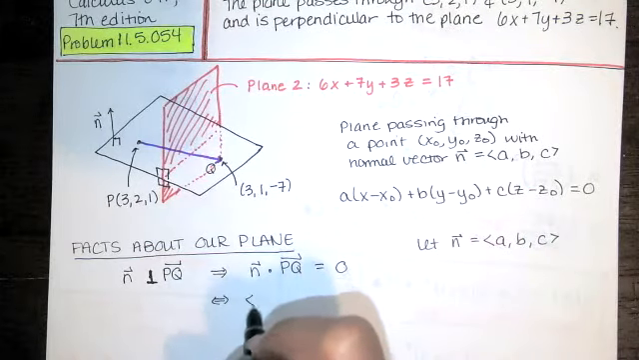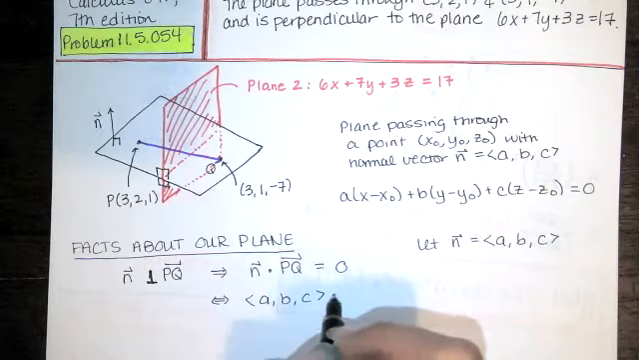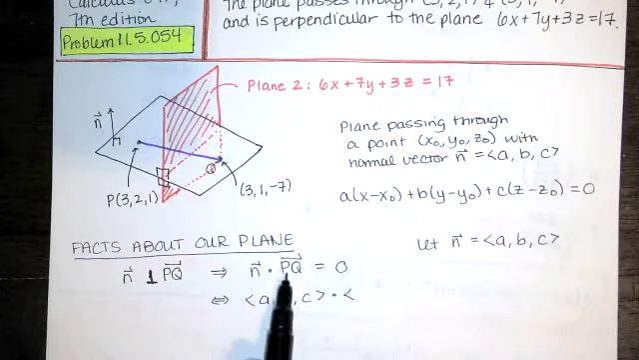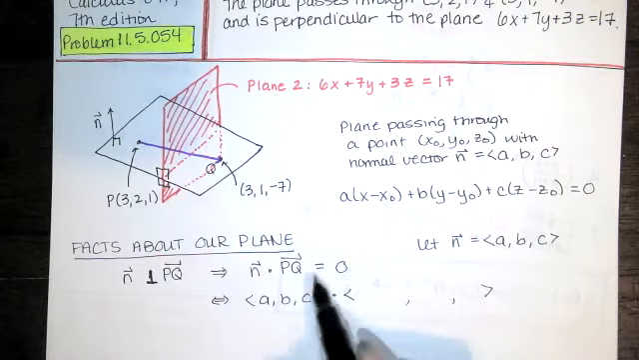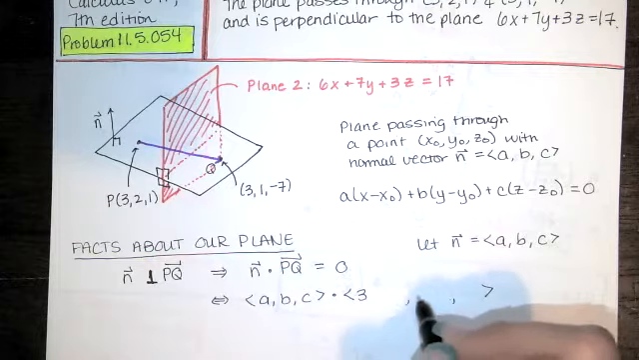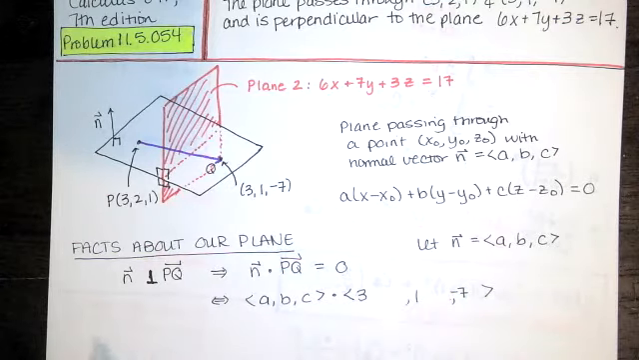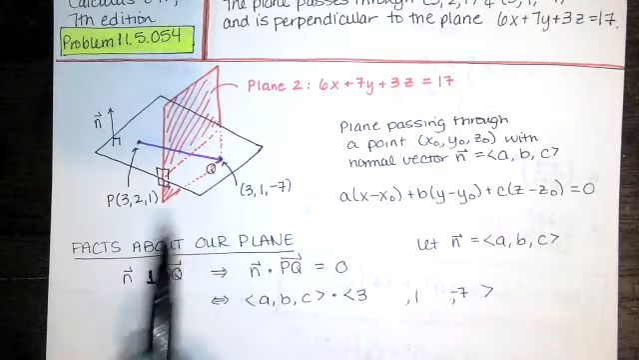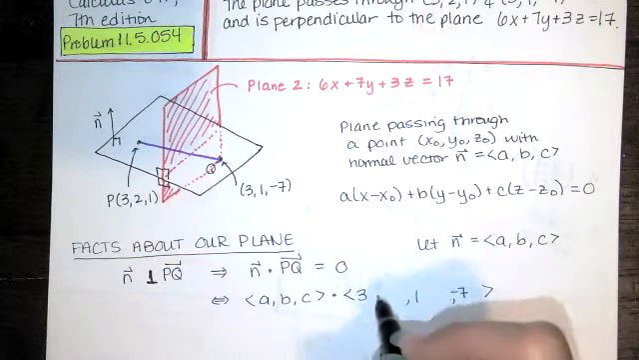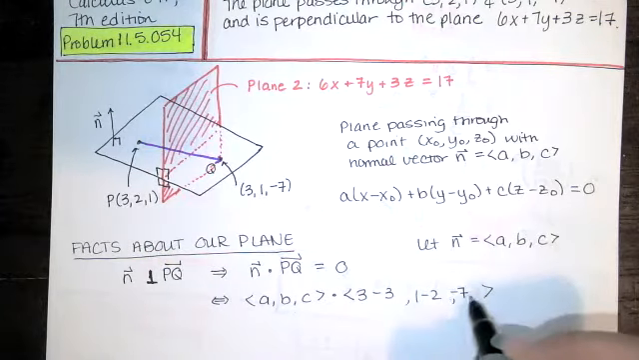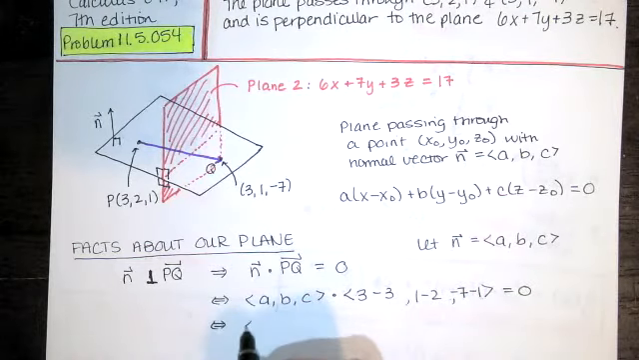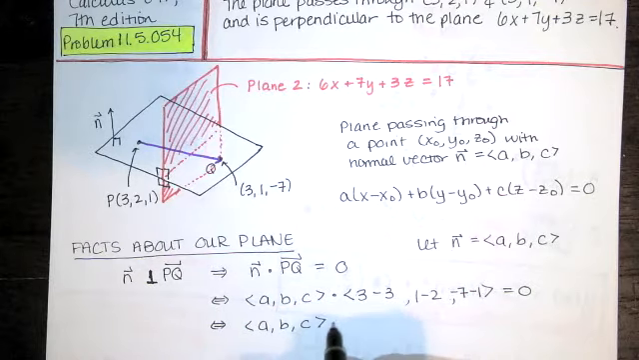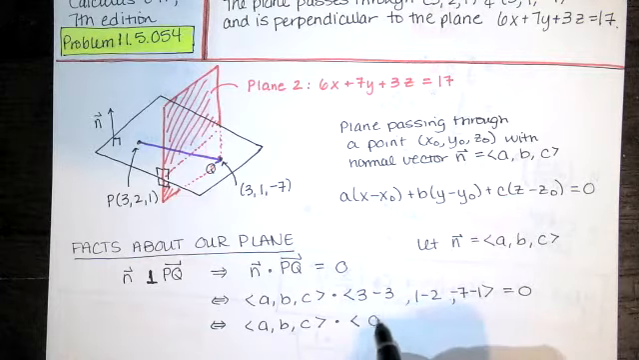So given that, I know that this vector with components A, B, and C has to be perpendicular to the vector from P to Q. To find that vector, I will list the coordinates of Q, which are 3, 1, and -7. So that's my terminal point, and then I will subtract the coordinates of my initial point. So subtract 3 and 2 and 1. And that dot product is 0. So let me simplify the components of my vector PQ.